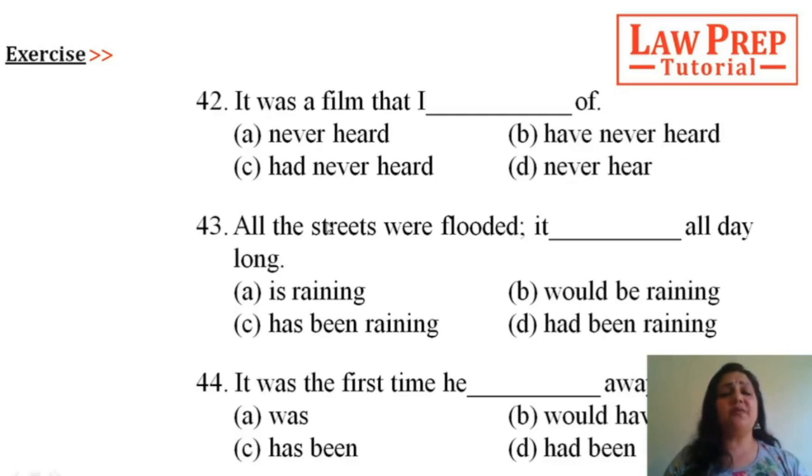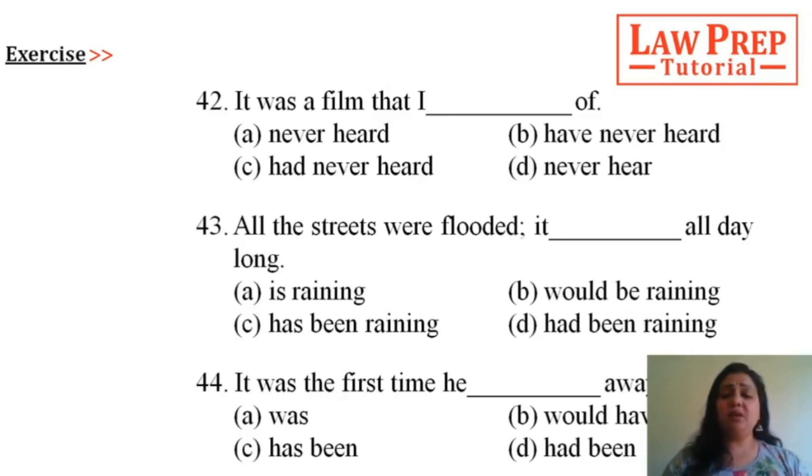All the streets were flooded. That means it had rained already, right? And since it had rained all day long, I can't use a present answer. So in that case, it is raining, has been raining, would be raining; we can't use any continuous tense here. So A and B cannot be applicable. All the streets were flooded. It had been raining all day long.